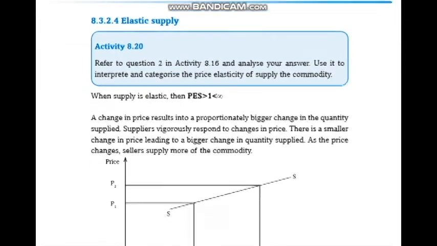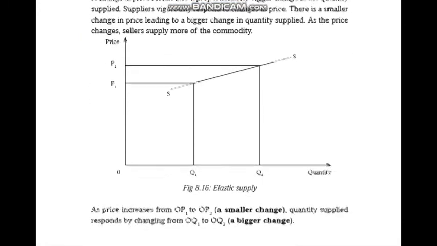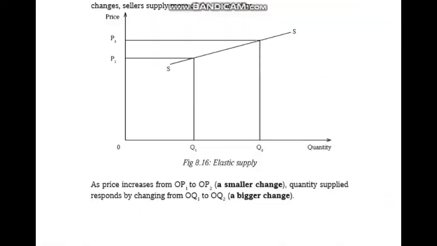Elastic supply is when the price elasticity of supply is greater than one and less than infinity. A change in price results in a proportionately bigger change in quantity supplied. Supply vigorously responds to changes in prices. There is a smaller change in price leading to a bigger change in quantity supplied. Yes, that's why it is called elastic supply.